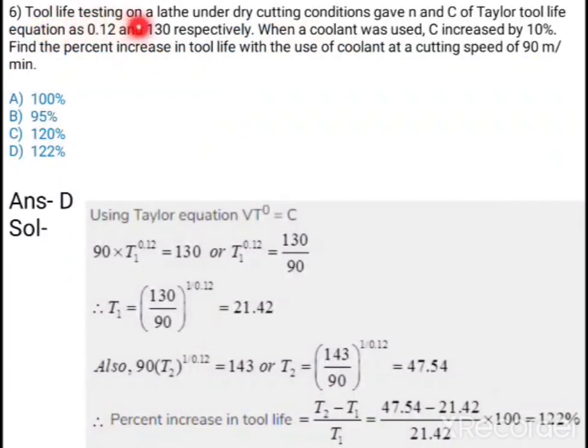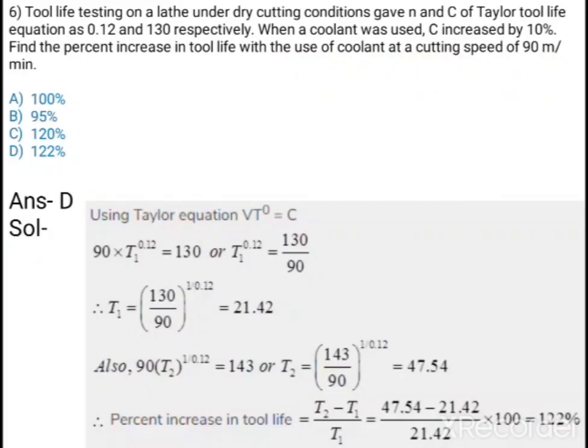Tool life testing on the lathe under dry cutting conditions gave N and C values of the Taylor tool life equation as 0.12 and 130 respectively. When coolant was used, C is increased by 10%. Find the percentage increase of tool life with use of coolant at a cutting speed of 90 meter per minute. Using Taylor's tool life equation, V t raised to n is equal to constant.